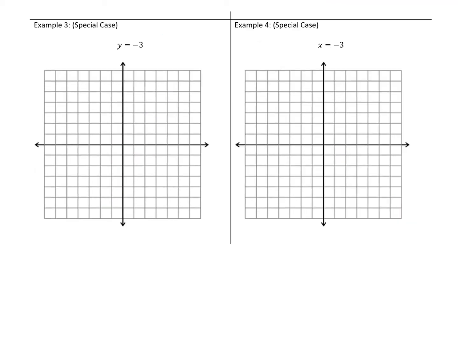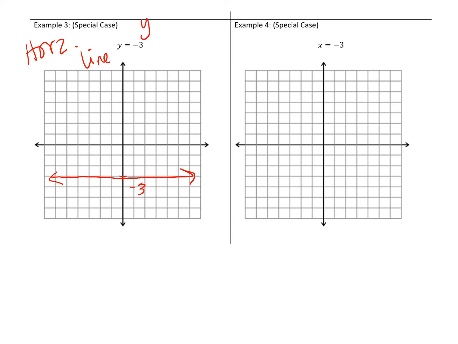All right, so the next two examples are what we call special cases. These are examples of when we have vertical and horizontal lines. So for the first one, we have y equals -3. So we're going to go onto the y-axis, and we'll go to -3, which would be here. And then you're going to draw a horizontal line through y equals -3. So when it's y equals, it's a horizontal line.